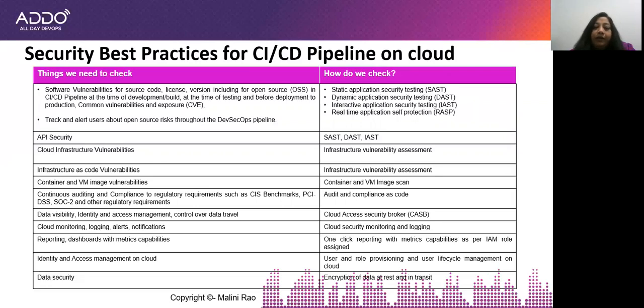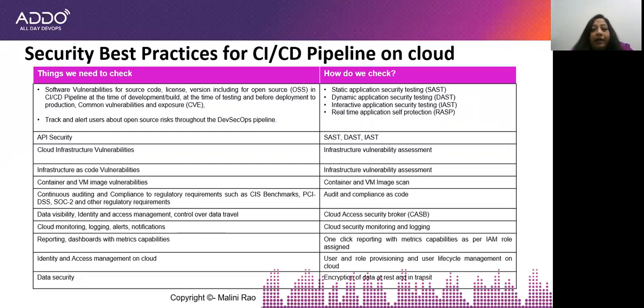Cloud monitoring, logging, alerting, and notifications are also very critical, and you should check this in your public as well as private cloud. That should be enabled. Then you should have reporting dashboards with metrics capabilities so that you can see what is happening and review it on a regular basis. It is also good for your auditors and compliance team.